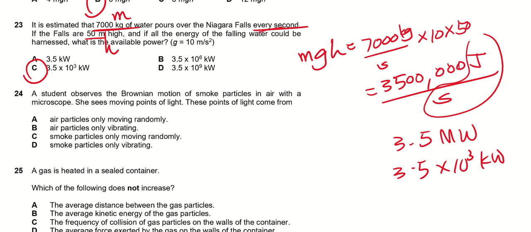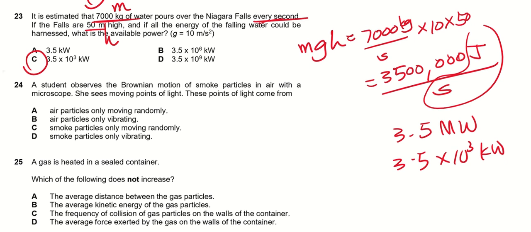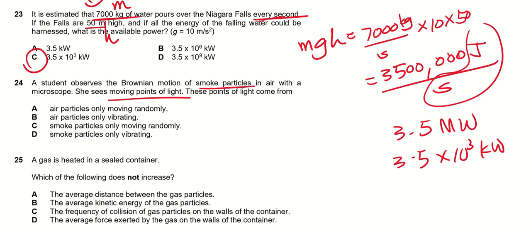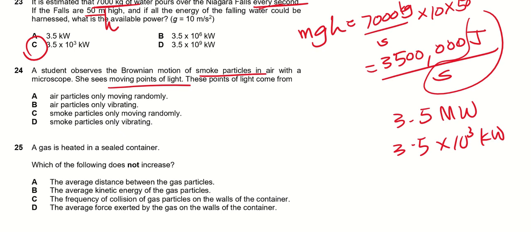A student observes the Brownian motion of smoke particles in air with a microscope. She sees moving points of light due to the smoke particles. So moving randomly. Answer is C. Okay, vibrate is only for solid particles, but in this case, these smoke particles are moving in air, and the air particles are moving, they are invisible, you can't see them, they are moving randomly, so they keep knocking them about, so they won't vibrate in place.